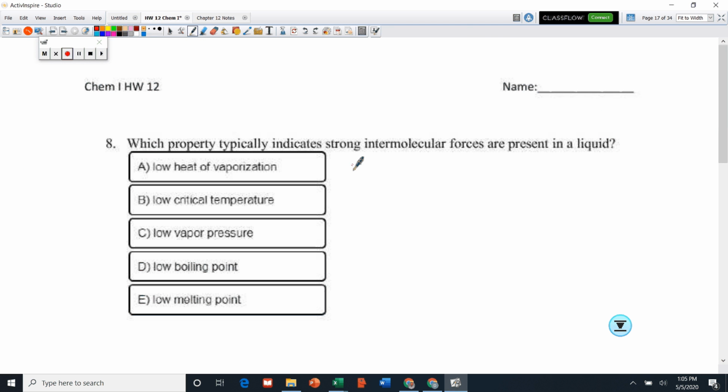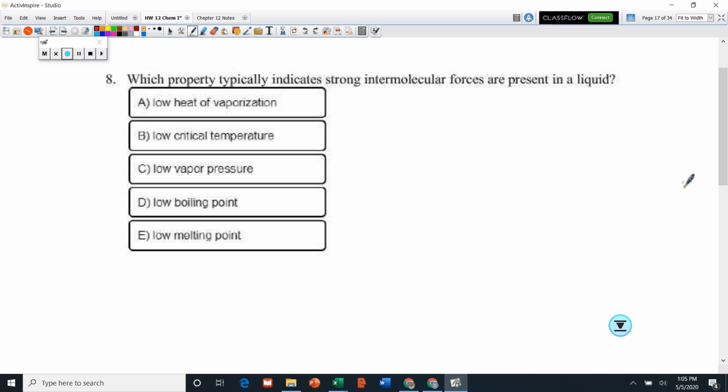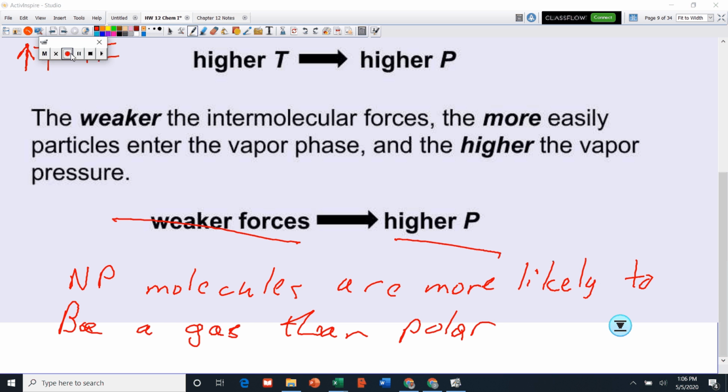All right. Which property typically indicates strong intermolecular forces that are present in a liquid? Low heat of vaporization, low critical temperature, low vapor pressure, low boiling point, low melting point. Remember that strong IMFs equals low VP. Now, let's go back a couple of pages and check that out just to remind you.